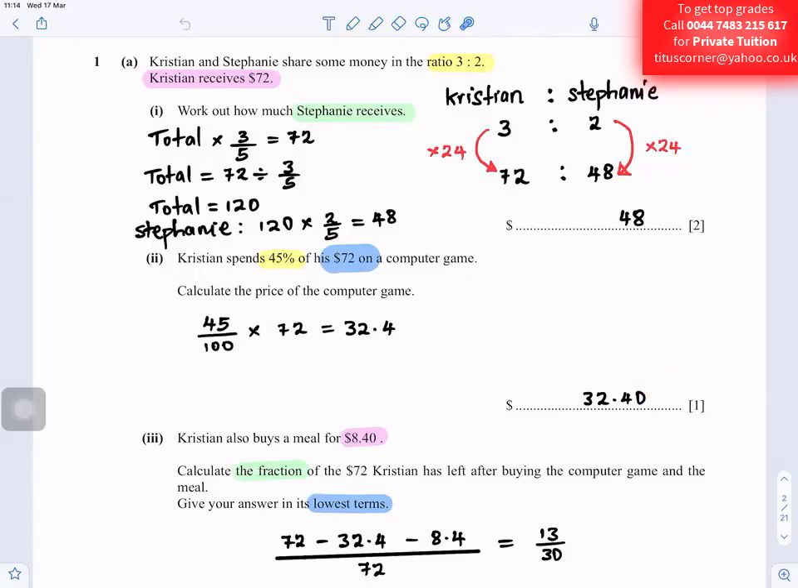Part 3. Christian also buys a meal for $8.40. Calculate the fraction of the $72 Christian has left after buying the computer game and the meal. So don't forget the computer game and the meal. And then give your answer in lowest terms. So you subtract the computer game, which is $32.40. Subtract the meal, which is $8.40. You divide what is left by 72, and your calculator will give you 13/30. That's the fraction in its lowest terms.